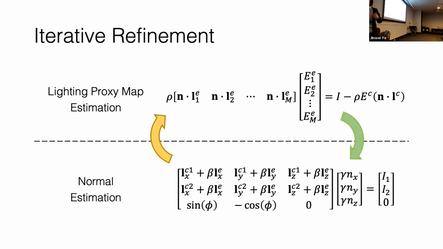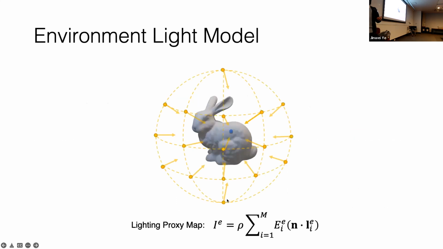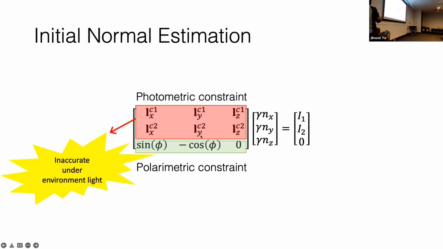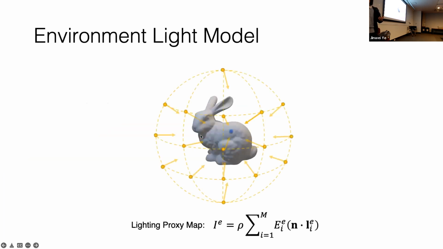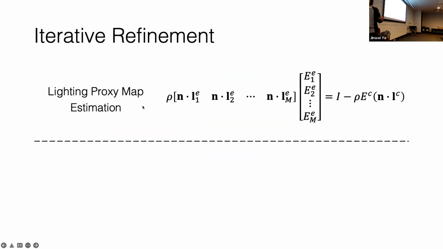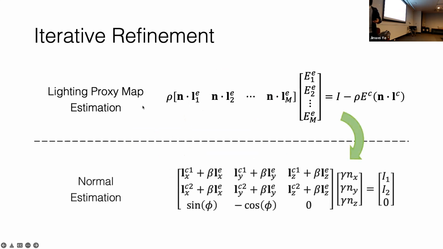So basically, we're doing this in an iterative way. We'll first use this equation to solve for a rough normal, and then with that we can estimate the lighting proxy map, and then update the intensity values and do the iterative estimation. But this iteration usually converges in very few times, 3 to 5 times.